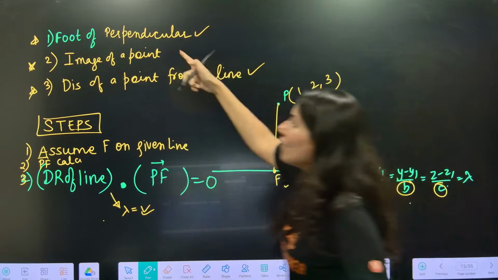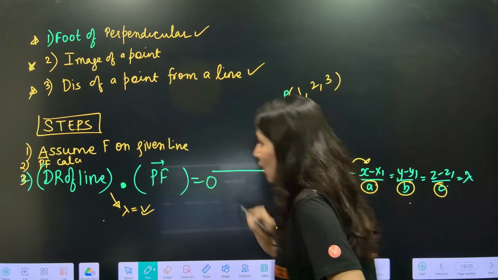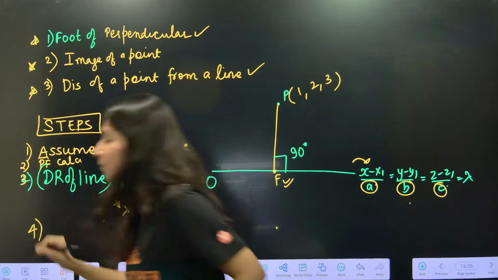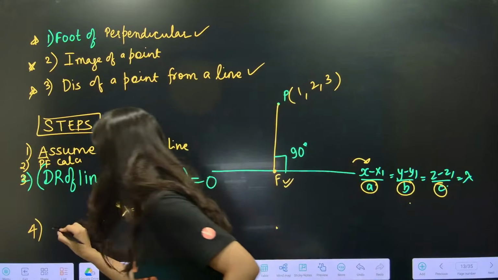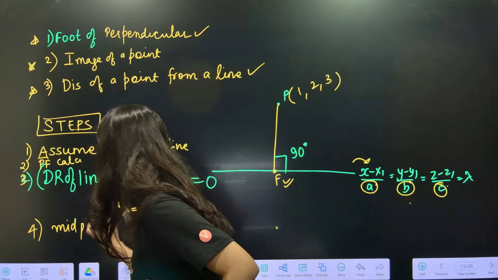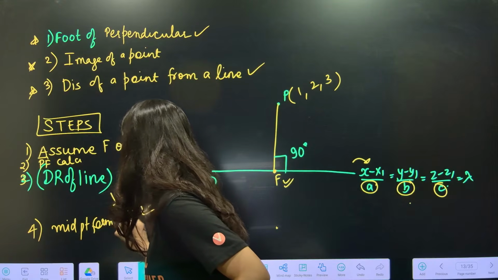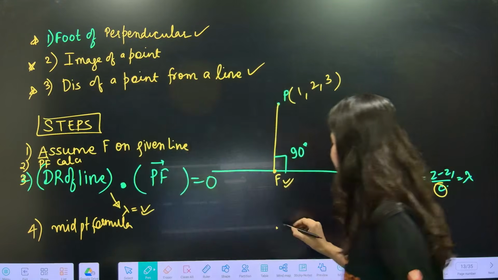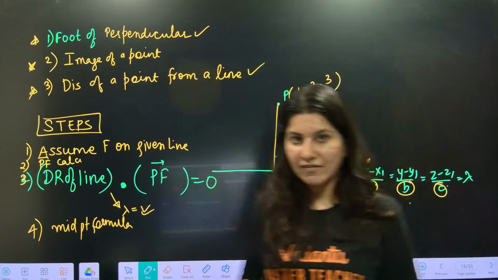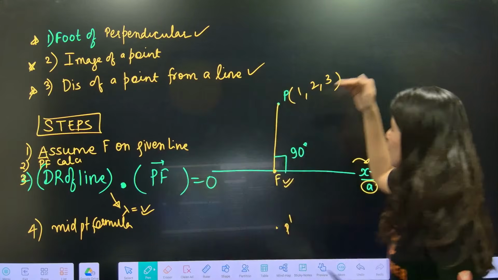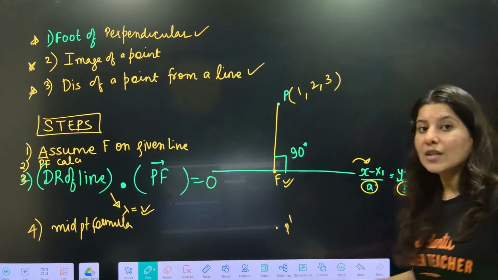Now for image of a point, you have to apply one additional step, which is the midpoint formula. The midpoint formula says that F is the midpoint of P and P dash. So you have P, you have F. Can you not calculate P dash?